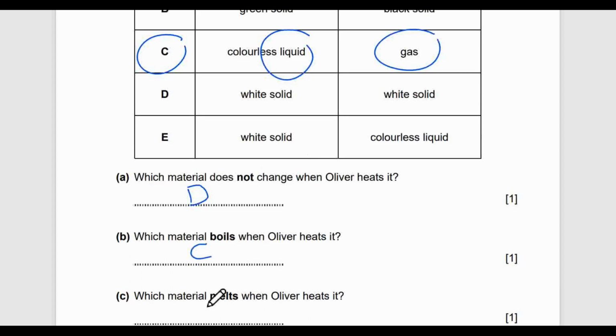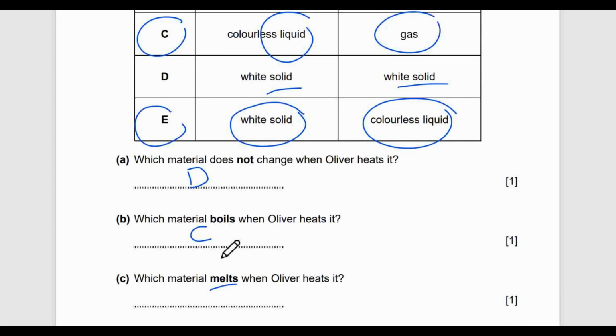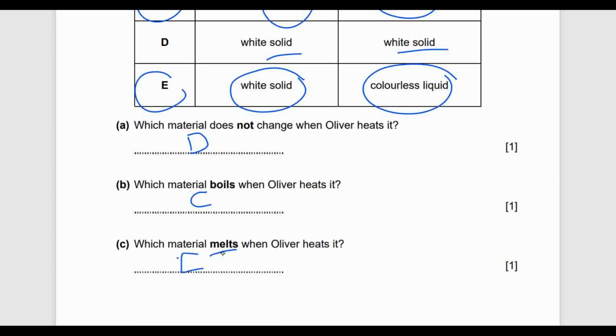Question C, which materials melt when Oliver heats them? Melt means there's a change of state from solid into liquid. This is solid to solid, it's not. Solid changes into liquid, so this will be the answer. This is melting. So we answer E, because there is solid to liquid.